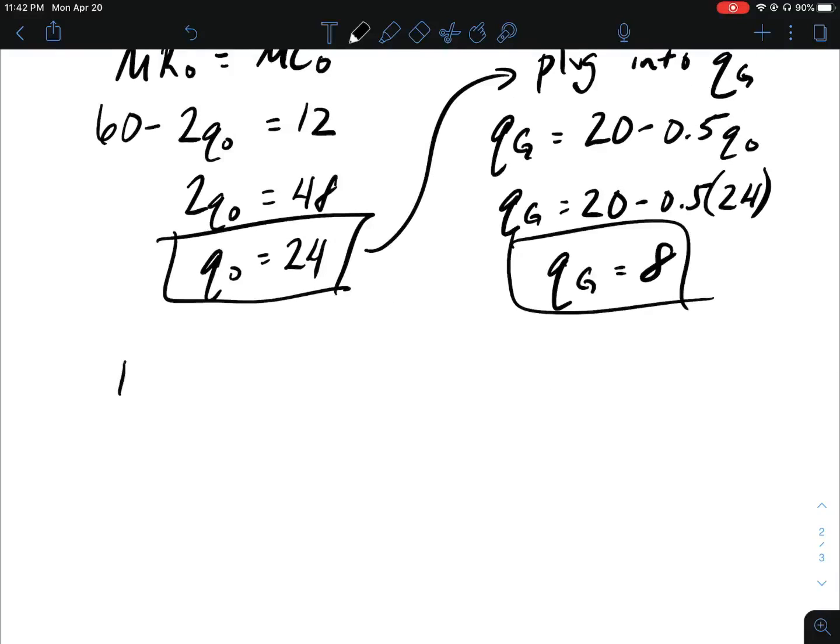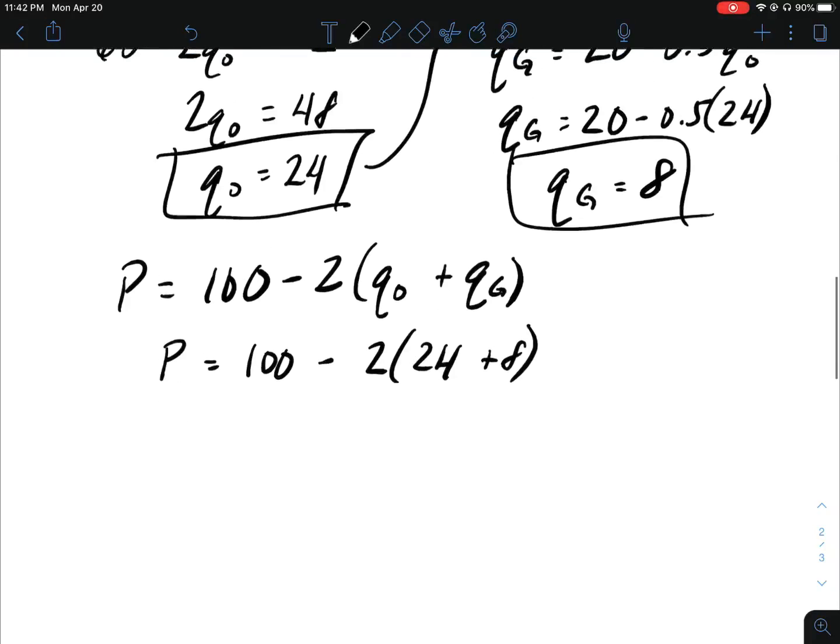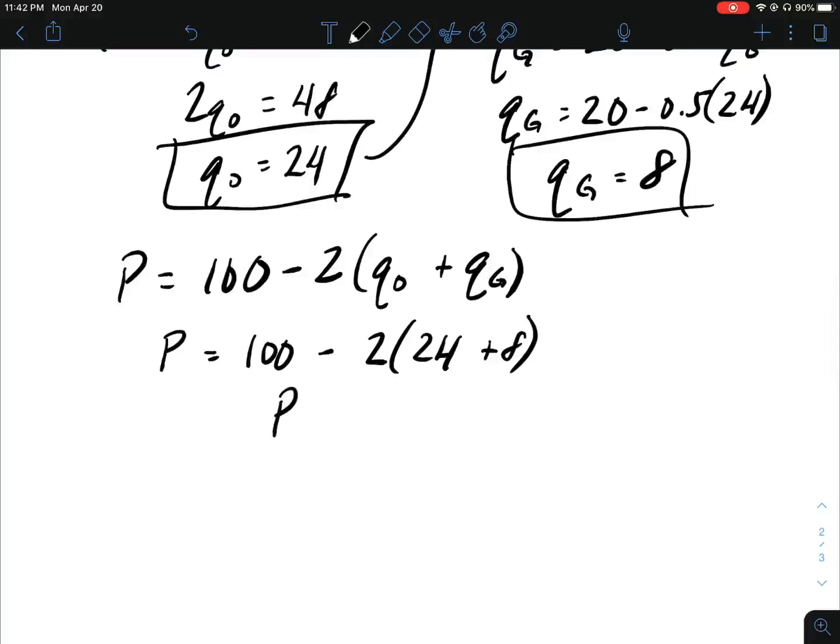Now we have the two quantities. We can figure out the price. We're going to plug those into our inverse demand function. P equals 100 minus 2 times QO plus QG. And so P equals 100 minus 2 times 24 plus 8, and our P will equal 36.